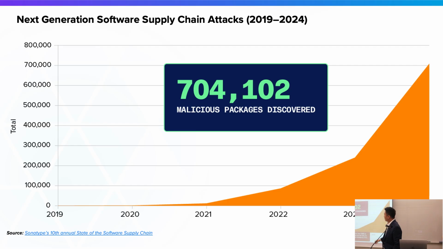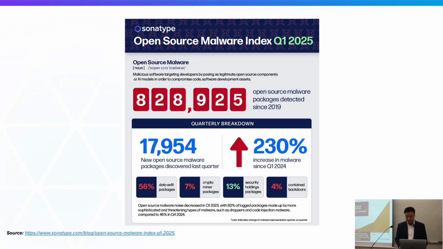We have also discovered, especially for malicious packages, that the number in 2024 increased up to 700K. This is in one of the State of the Software Supply Chain reports in 2024 that we produced. And recently, which is only last quarter, we have discovered that the open source malware number increased up to 830,000, of which just in quarter one, last quarter, there is an additional 18,000 new open source malware.